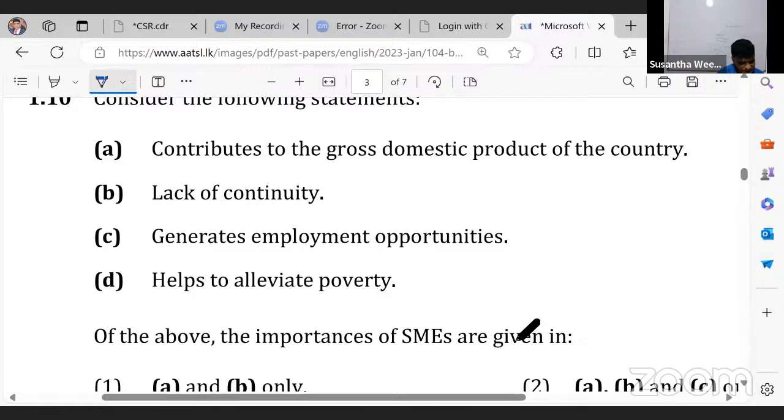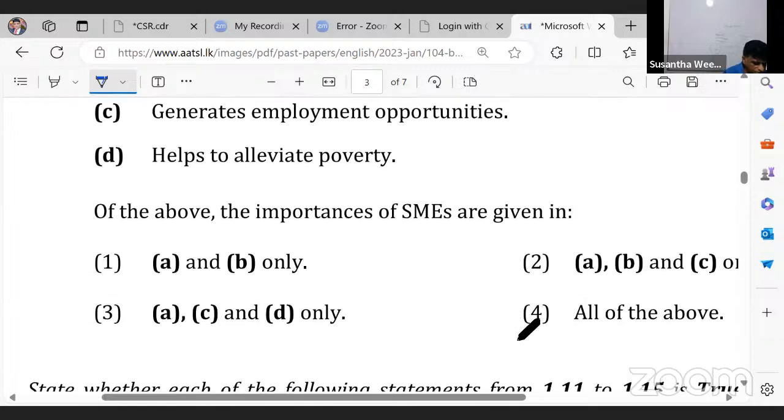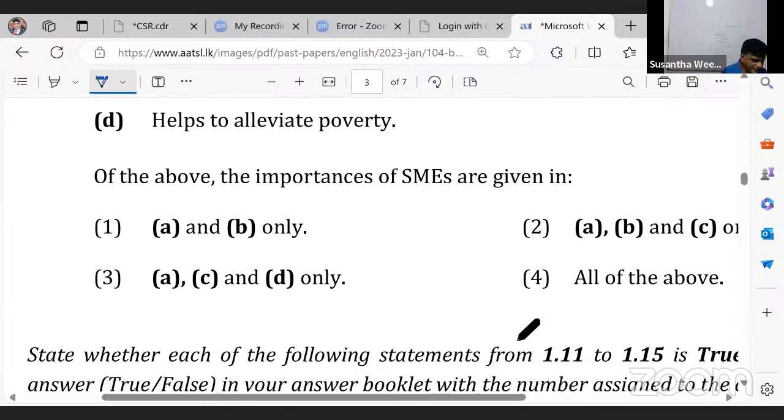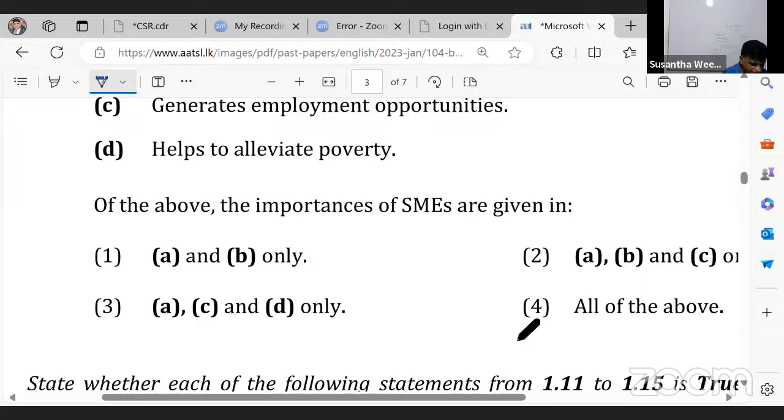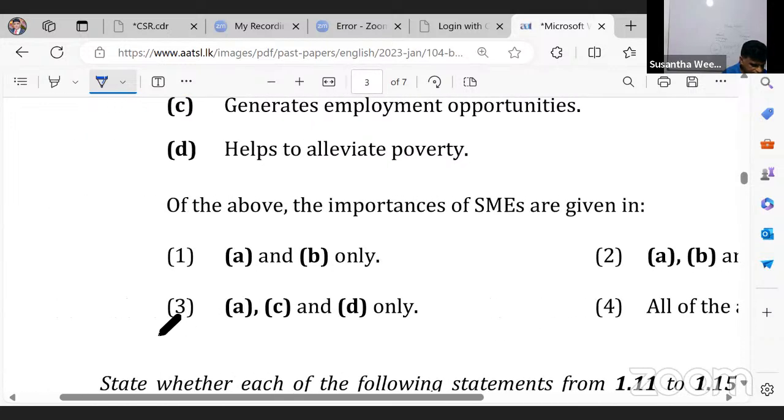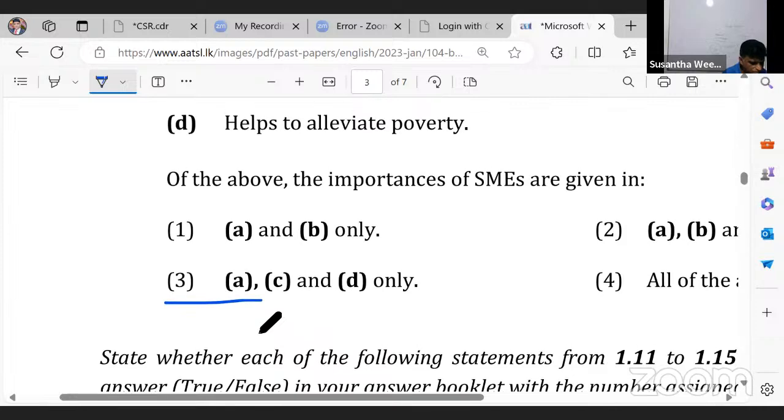The lesson is how this particular industry, SMEs, small and medium scale enterprises, became the spine of the economy. That is the lesson, right? That generates employment opportunities. That also helps to alleviate poverty by providing jobs, employment opportunities. Then we can't accept statement B, lack of continuity. Then A, C, and D. Yeah. Right, 10.